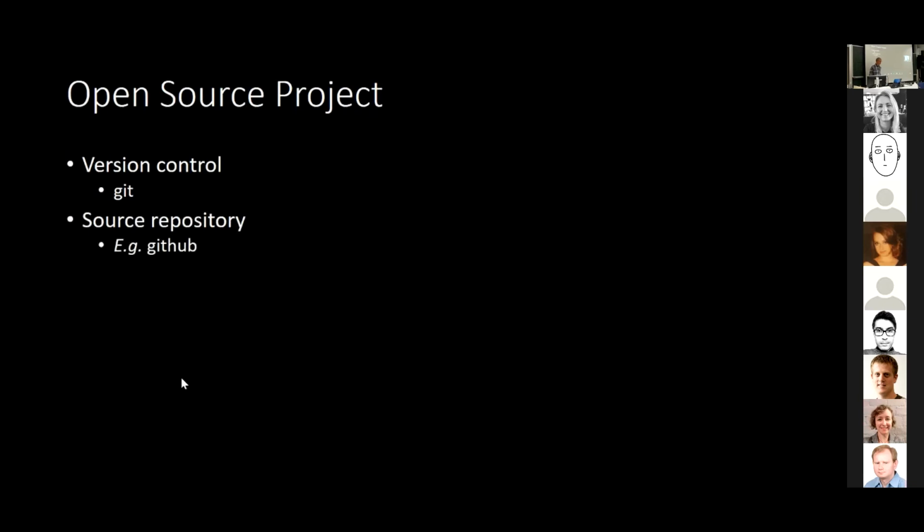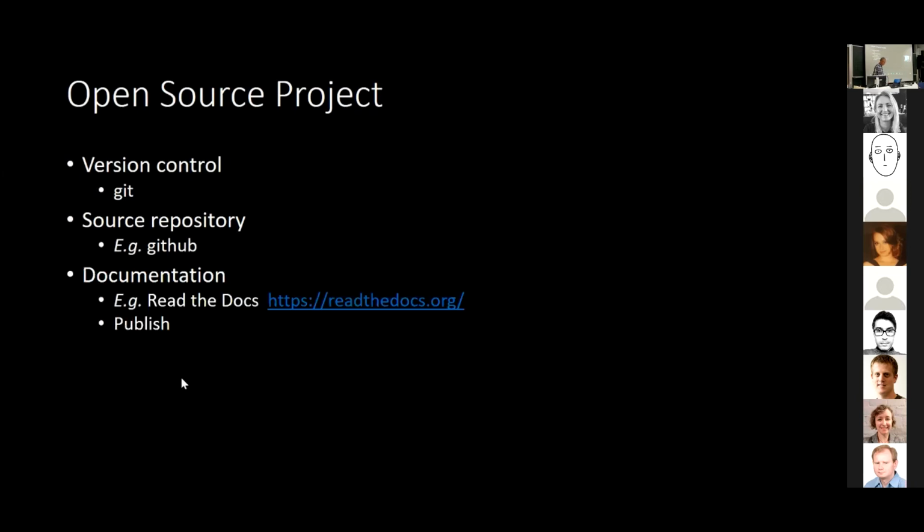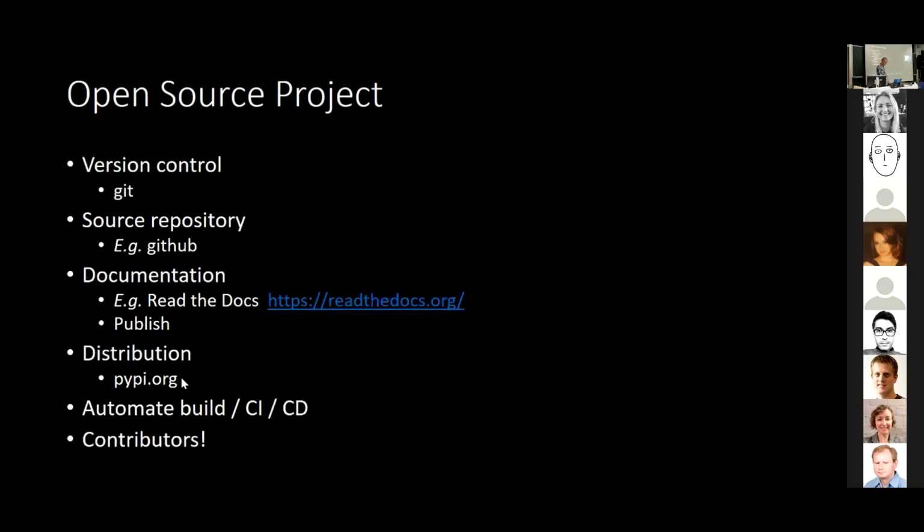You need to put the source code somewhere, for instance on GitHub. You need to produce documentation, and you might also want to publish. It's hard to publish these things, but something to think about. And since it's a Python library, you also want to make it available for people to install, and you put it on PyPI. And maybe you also need some automatic building of this distribution.